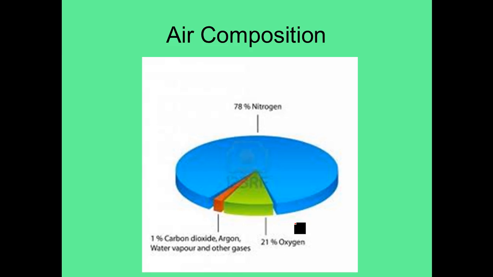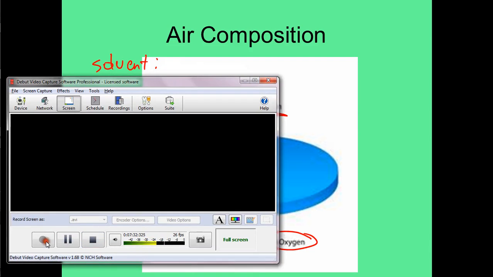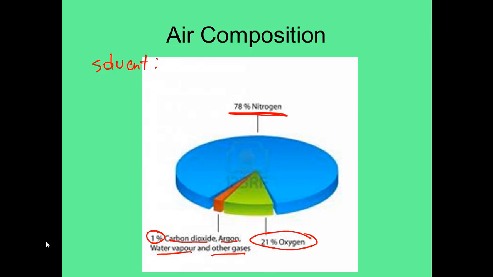All right, so the actual composition of air is 78% nitrogen, 21% oxygen, and then somewhere around 1% that is carbon dioxide, argon, water vapor, and other gases. So what is the solvent? Solvent in air is the one that is most prevalent. So, the solvent in air is the one that's most common, nitrogen.